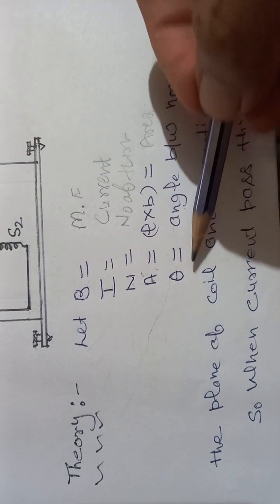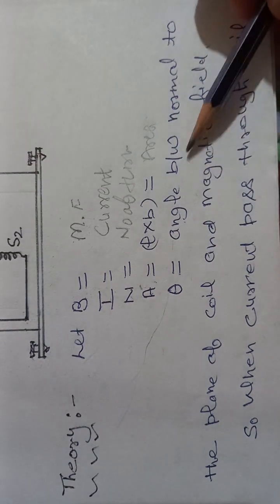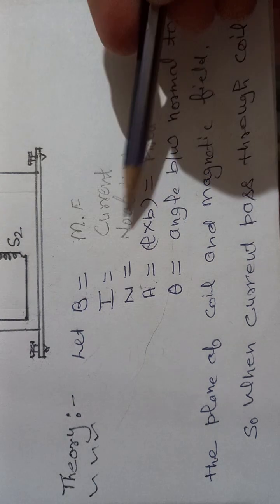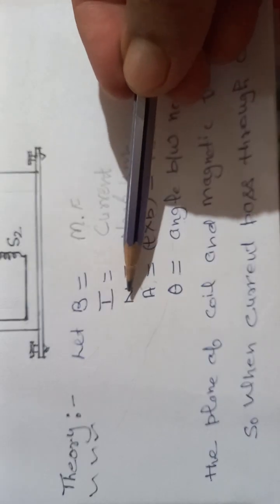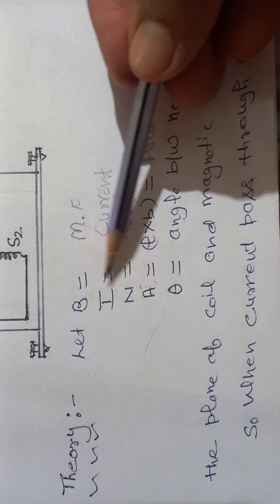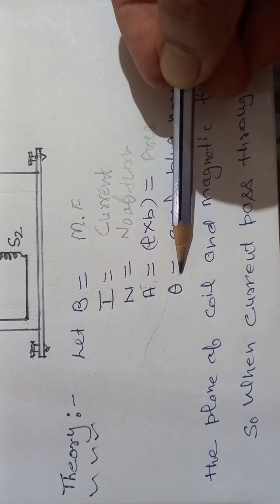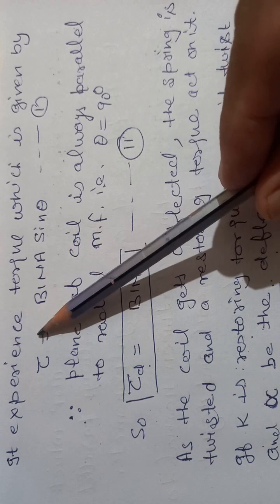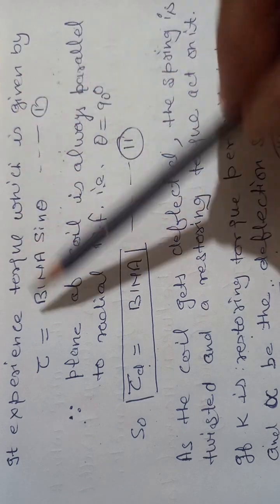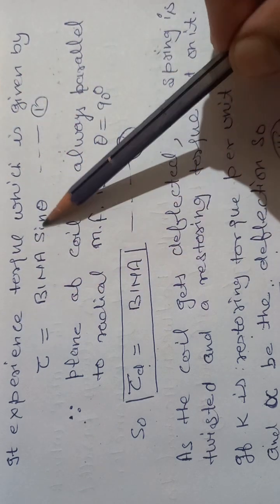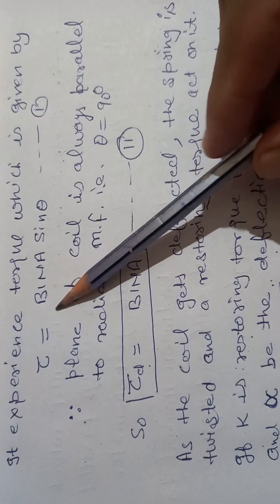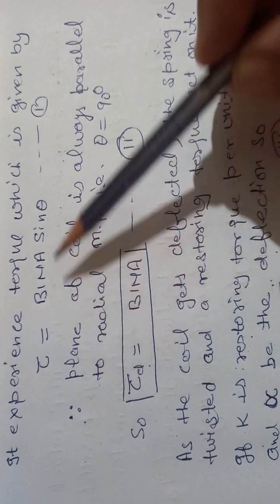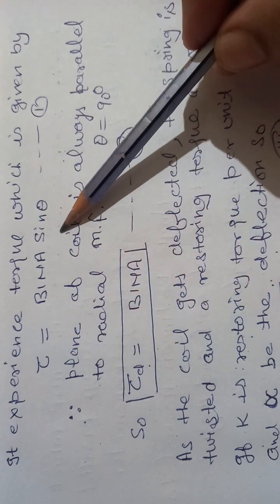And next is theta. Theta is the angle between the normal to the plane of the coil and the magnetic field. So B-I-N-A and theta, these terms you have to memorize for the torque. So when the current passes through the coil, it experiences torque, which is given by tau is equal to BINA sin theta. BINA I have told you earlier. This is equation number 1. Why is this sin theta, and what is the value of theta?